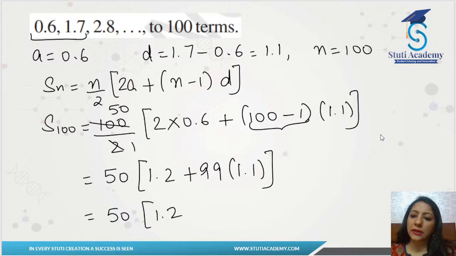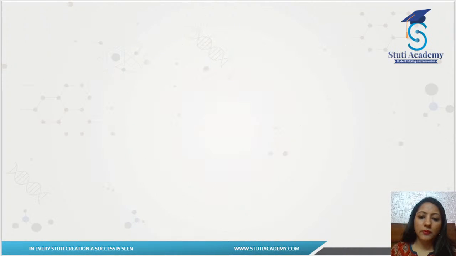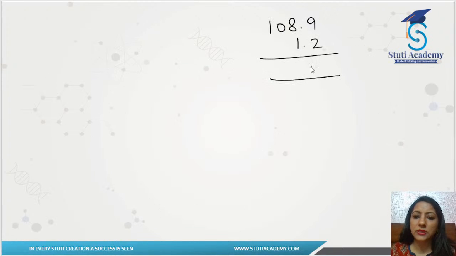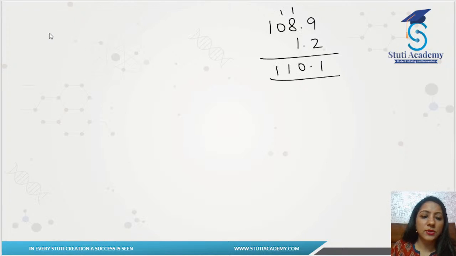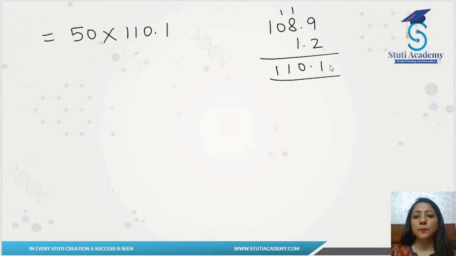Let us solve for 99 into 1.1. We are going to get 108.9. So let's solve this one. We'll add here 1.2 to 108.9 and we will get 110.1. So it's 50 into 110.1. Please notice I've added 1.2 and 108.9 and I've got 110.1.